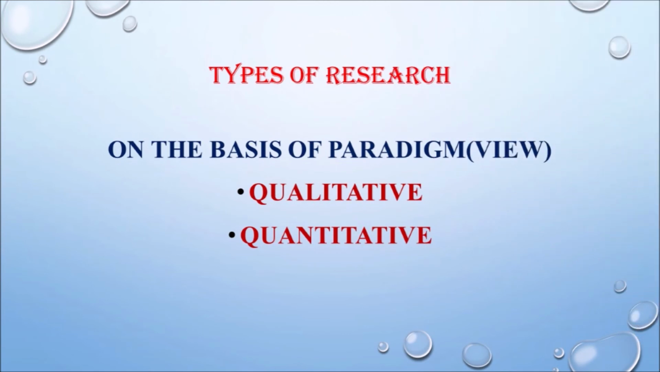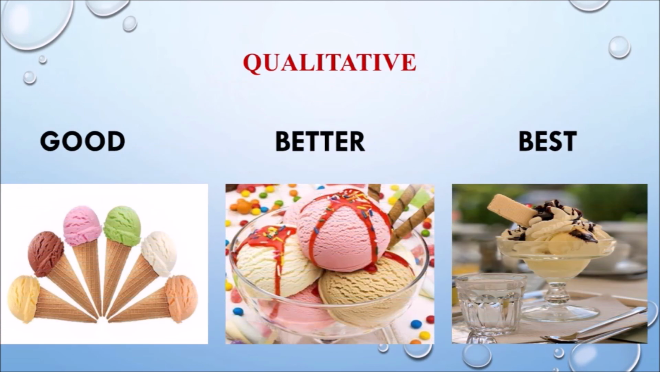The next type of research is based on paradigm, that is qualitative and quantitative studies, meaning non-measurable and measurable studies. In a study, if the results are expressed in terms of good, better and best or excellent, then that kind of study is said to be qualitative in nature. For example, quality of a product can be expressed in terms of good, better, best, excellent, outstanding, awesome, etc. by comparing the same product prepared by different companies.